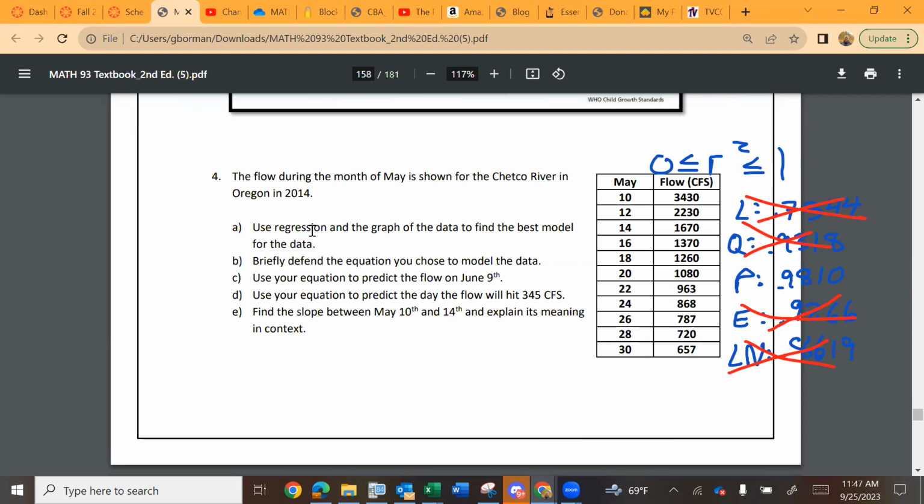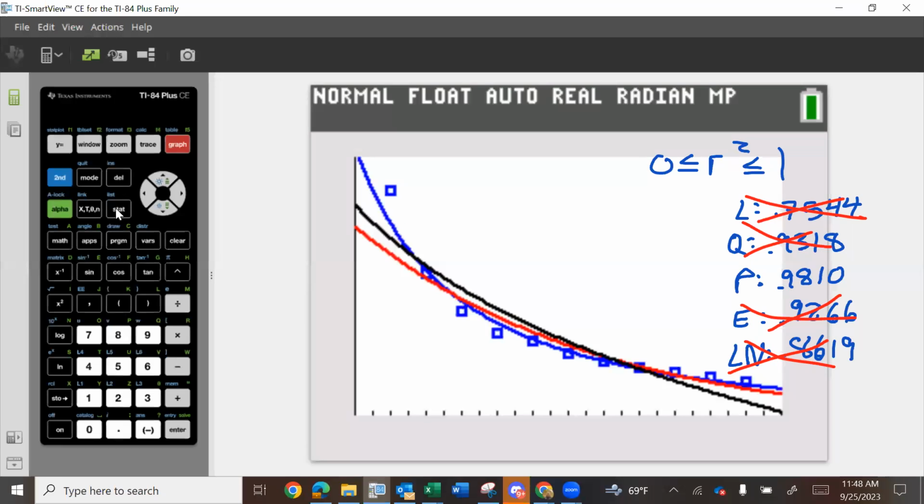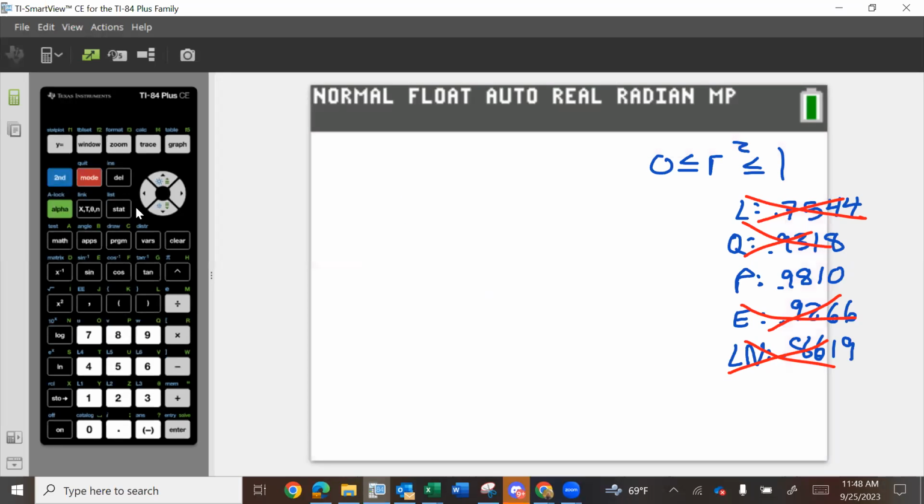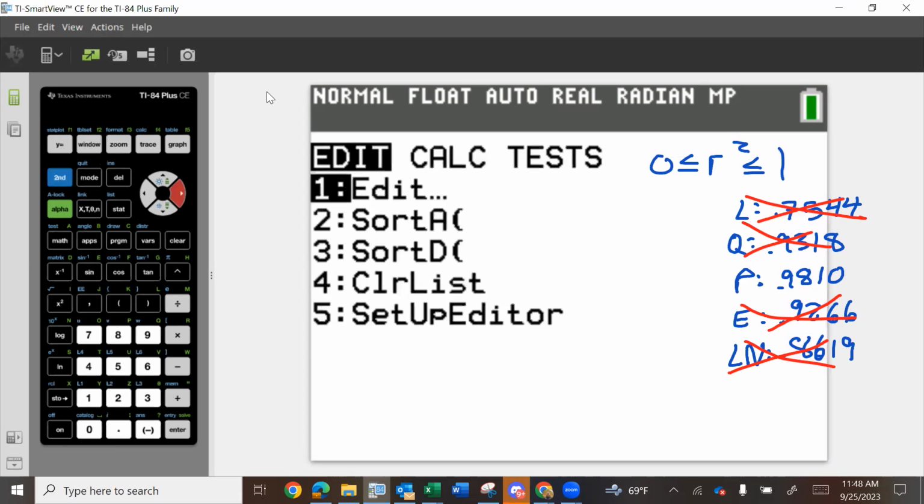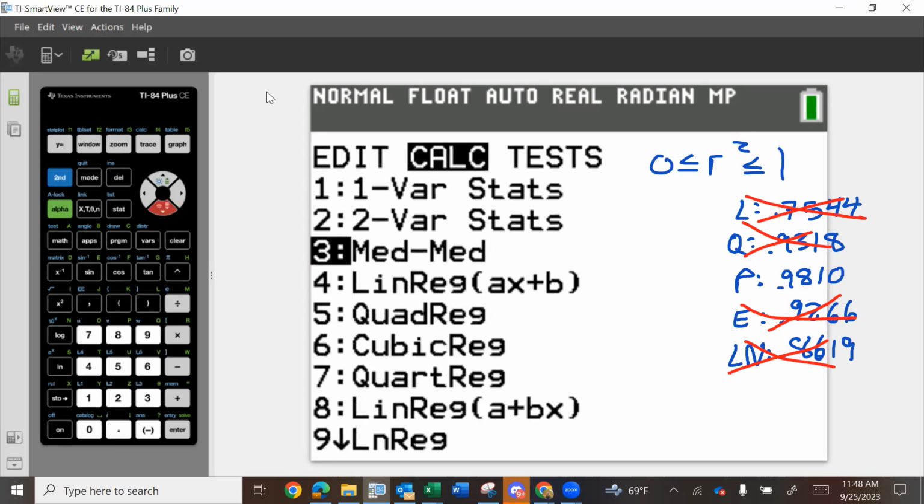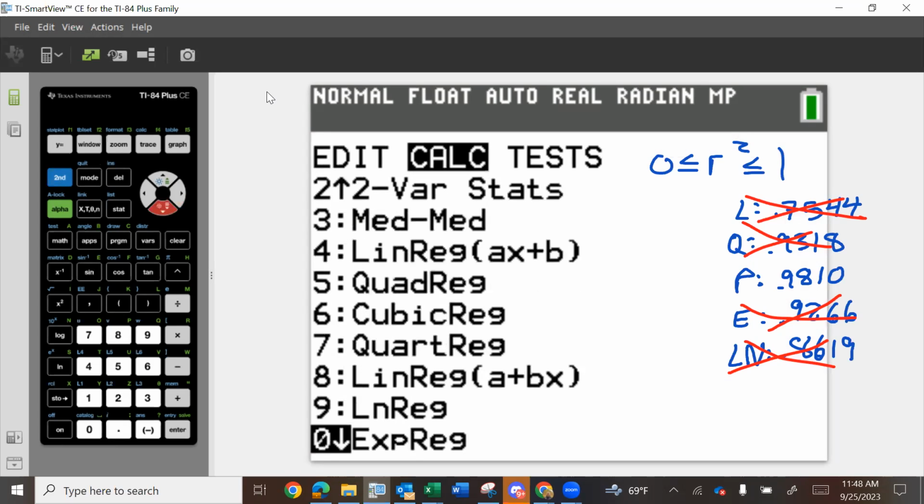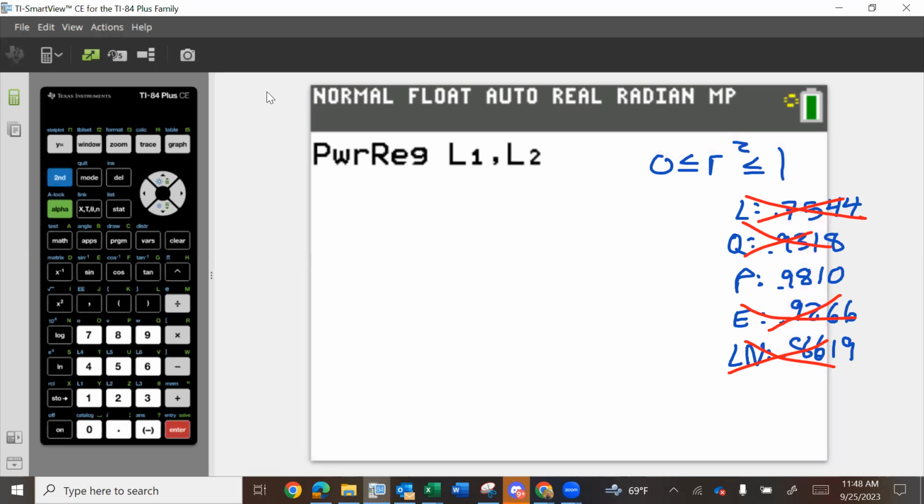Okay, so use regression and the graph of the data to find the best model. We did that. Oh, but I probably should write it down. So we know it's the power model. So I'm going to go do power again. But this time I'm actually going to write down the function. I didn't do it before because I didn't know if I needed to.